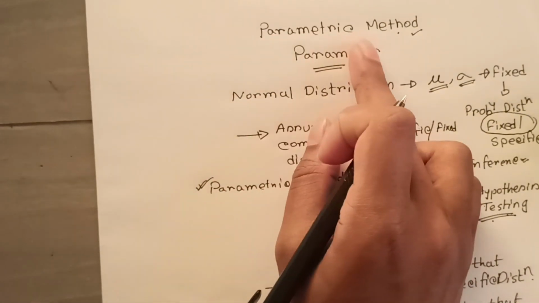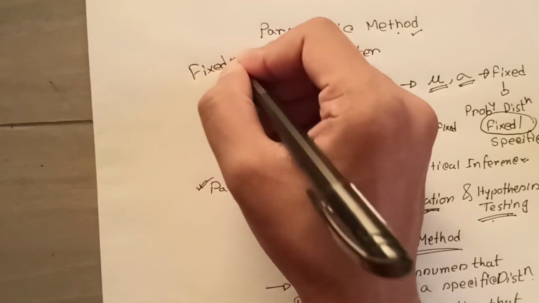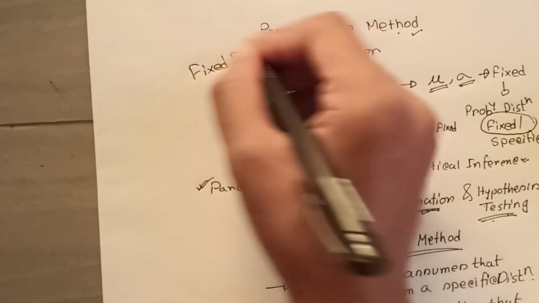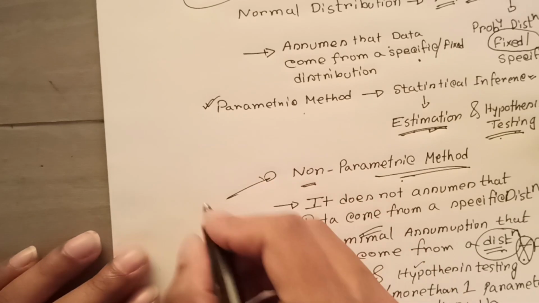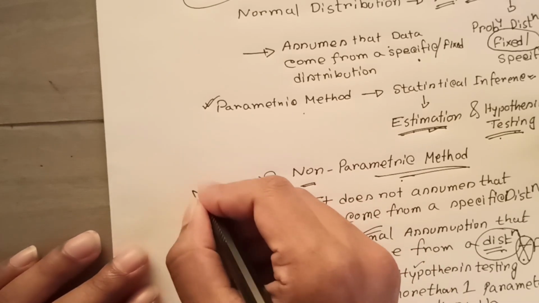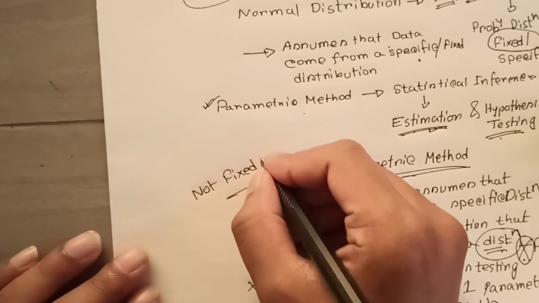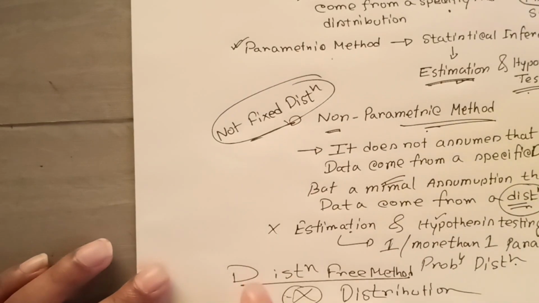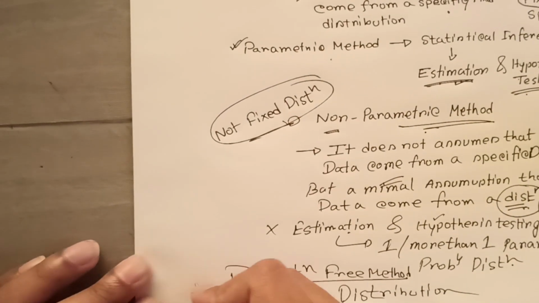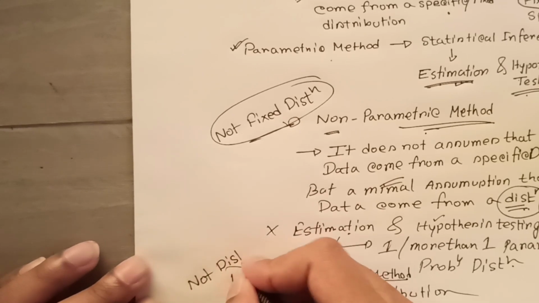The parametric method has a fixed distribution. The non-parametric method does not have a fixed distribution, and the distribution-free method does not have even the distribution itself.